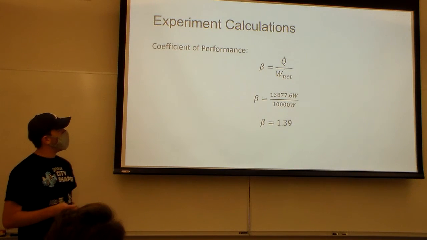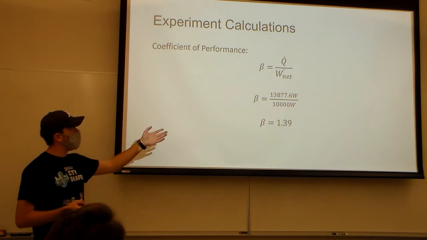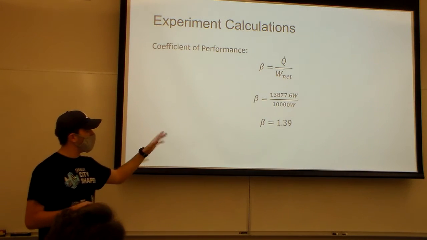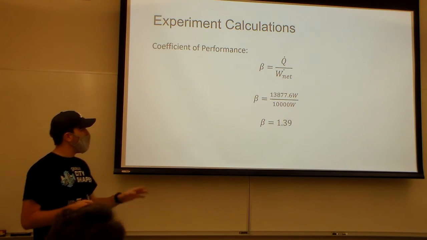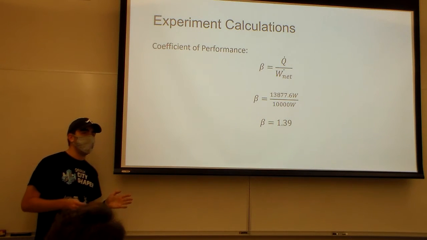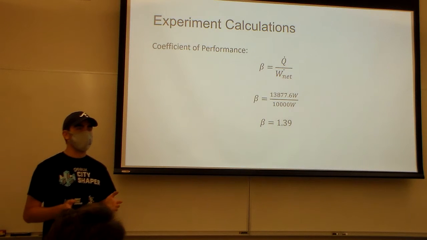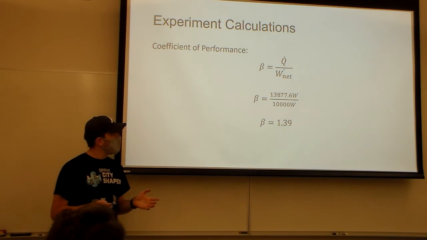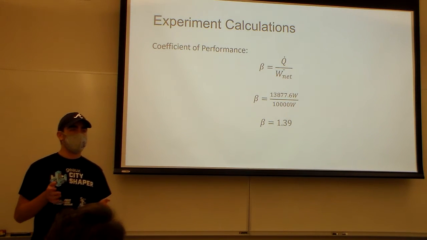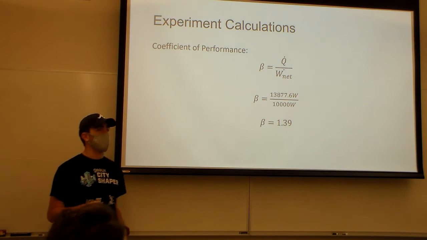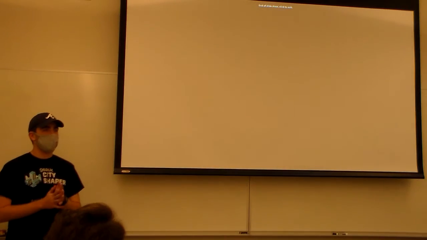And then lastly, we just want to calculate the coefficient of performance, which is beta equals Q dot over the power of the system. So we'll have beta equaling about 13 kilowatts over 10 kilowatts, which comes out to about 1.39, which is a little bit lower than your typical beta for refrigerators. We're going to look for just over about 2. So in the experiment, we're going to want a greater temperature change across the condenser to get a slightly higher beta. And with that, are there any questions?